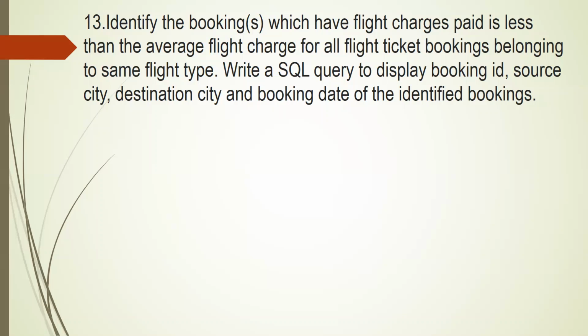So whenever I say belonging to the same flight type, obviously I need to go with the inner join, self join, okay, with the flight ID and flight type. And in the question asked, we need to find the average flight charge less than this one. So obviously I need to go with a correlated subquery. So let me write the query now.